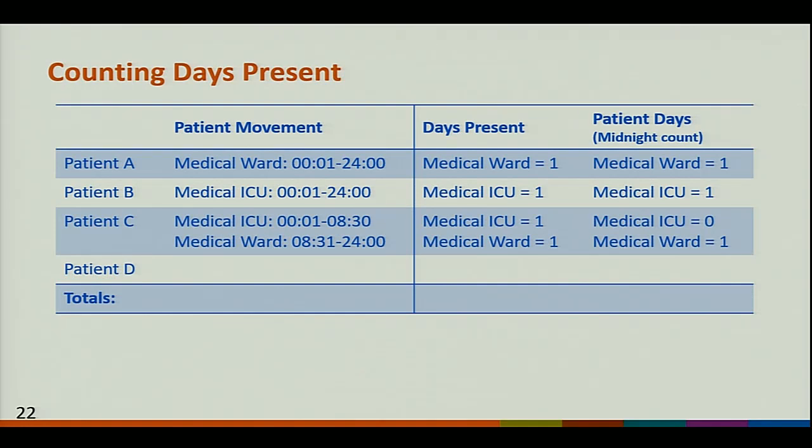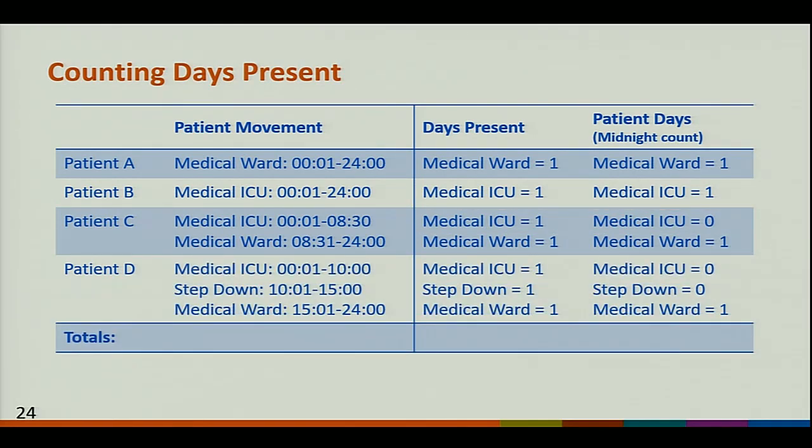So patient C moved a little bit. They started the day in the medical ICU and then ended the day in the medical ward. For our AU days present denominator, that patient attributes 1 day present for the medical ICU and 1 day present for the medical ward. However, for patient days, remember we're looking to see where the patient is at the time of the midnight census count, and the patient was in the medical ward. So they would attribute 0 patient days to the medical ICU because they were not in that location at midnight. And they would get 1 patient day to the medical ward because that's where they were at the midnight census count. So you'll notice here's our first opportunity for difference in the days present and patient days counts. That patient, because they were in the ICU at some point during that calendar day, would attribute 1 day present to that denominator for the medical ICU.